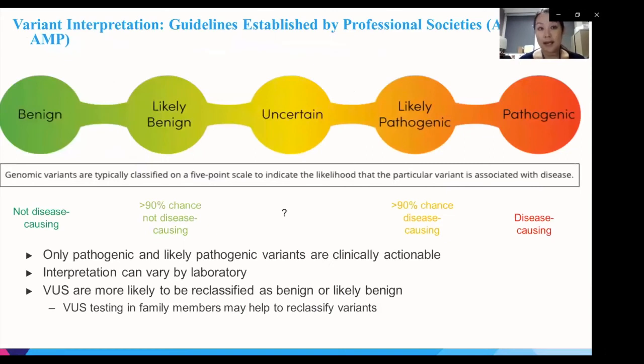So I wanted to give you the schematic of how variants are interpreted. When you see a genetic test that has been ordered for your patient, you're going to be seeing three results: either uncertain, likely pathogenic, or pathogenic. If a variant is likely benign or benign, that will not be reported to you. I really wanted to highlight that only pathogenic and likely pathogenic variants are clinically actionable, because we know with a high percentage of certainty that these variants are disease-causing. And again, this middle group, the uncertain group, are variants that we're not able to put in either one category or another.